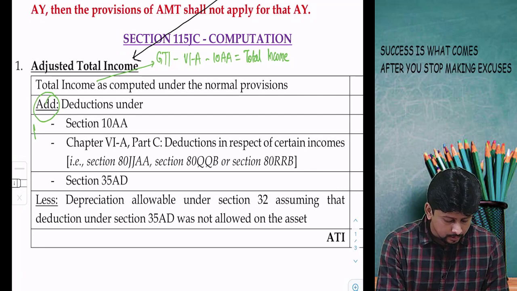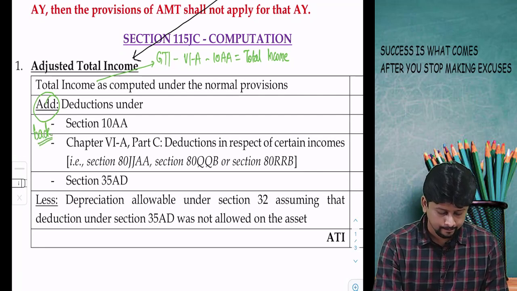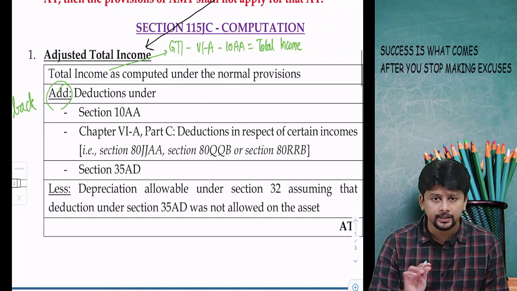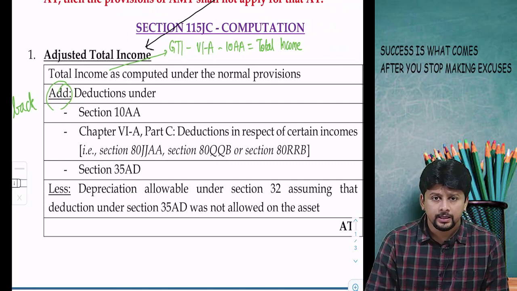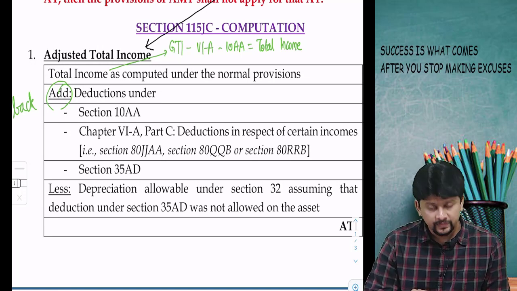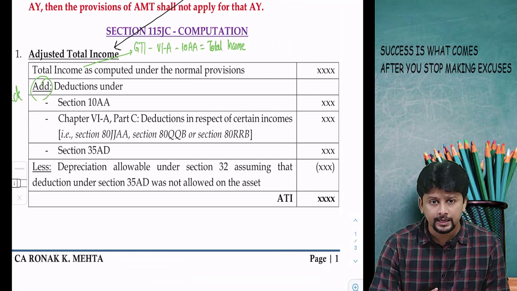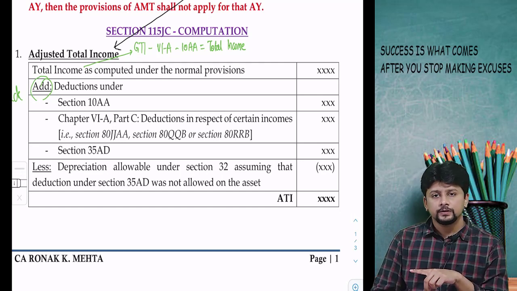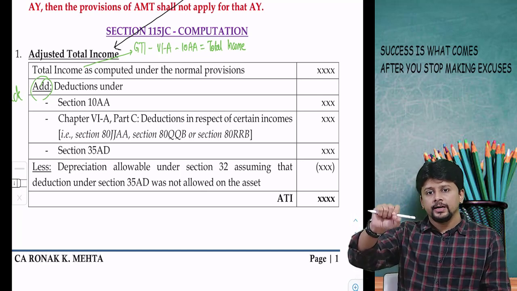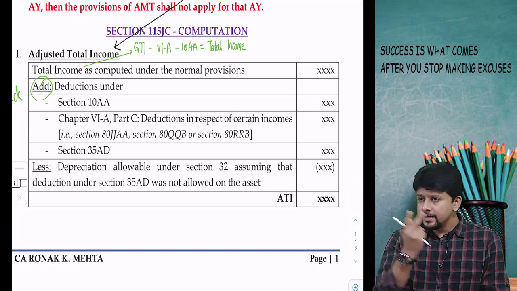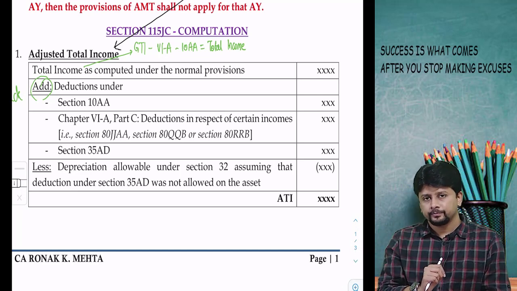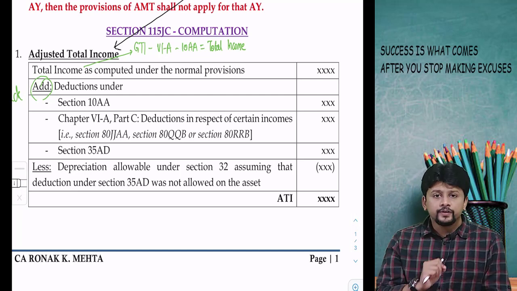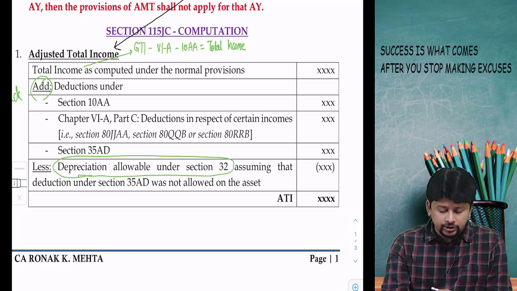You add back these three deductions: the 10AA deduction that you have taken, 80JJAA, 80QQB, 80RRB. Add back those deductions, add back 35AD. Now 35AD is capital expenditure, fixed asset cost. Because you were doing a specified business under the head PGBP, you have already taken a 100% deduction of the cost of fixed asset. Now we are reversing that deduction temporarily. But the fact still remains that fixed assets are used during the year. So on those fixed assets, we will subtract depreciation under section 32.